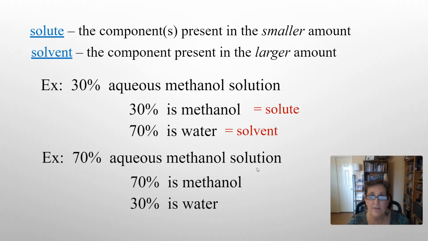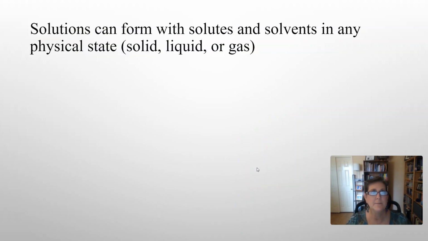Okay, what if we have a 70% aqueous, means water, methanol solution? That would mean 70% is methanol, 30% is water. Which is the solute? Which is the solvent? You're correct if you said methanol is the solvent this time because it's 70%, which is more. Water is less, 30%, so it's the solute. Okay, so now we know what solute and solvent mean, and that's what a solution is.